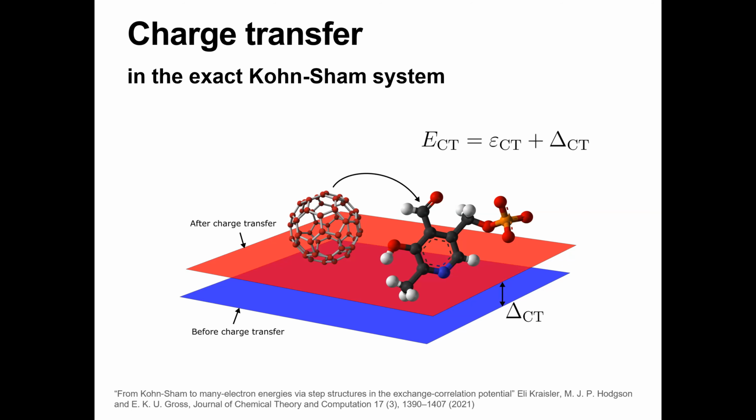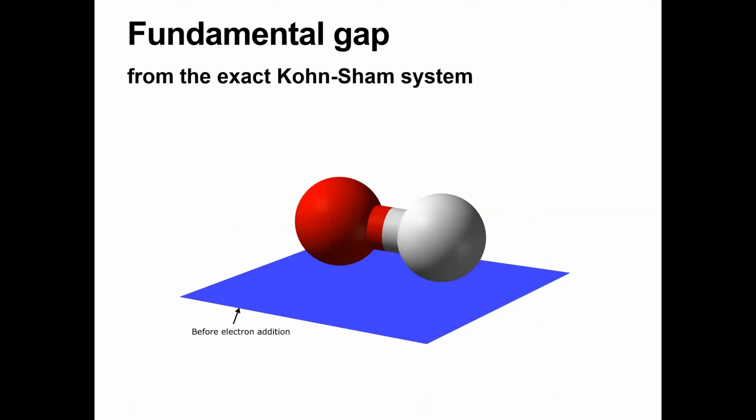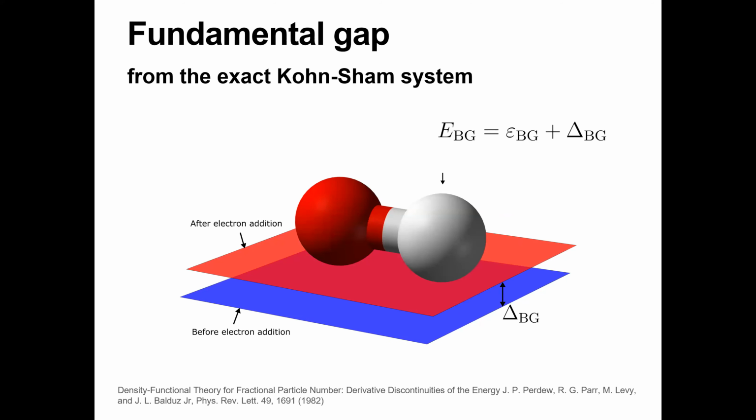Delta CT can be used with the charge transfer energy in the Kohn-Sham system to obtain the exact many-body charge transfer energy. What's important here is that we don't need to actually model the transfer of charge in order to obtain delta CT. Therefore, in principle, from the ground state Kohn-Sham system, we can obtain the many-body charge transfer energy. There are other examples of this, such as the addition of an electron to the system causing a jump in the potential, delta, which can be obtained in this case with a charged excitation to obtain the fundamental gap, or for a solid, the band gap.